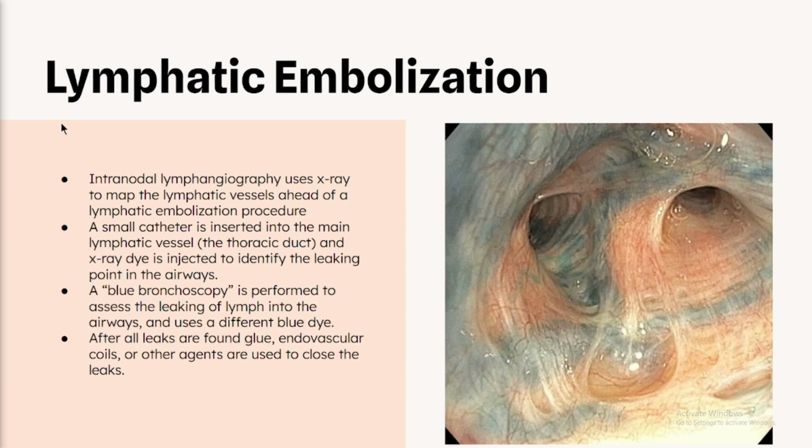So let's take a closer look at lymphatic embolization. The procedure begins with intranodal lymphangiography to map out the lymph vessels. This includes injecting a dye into the lymph vessels, which can show up on X-ray. Once the leak is identified, it is embolized, meaning it is sealed off, using agents like glue or coils. This not only prevents further casts from forming, but it also improves the long-term symptoms.